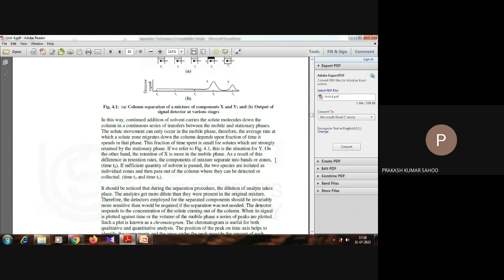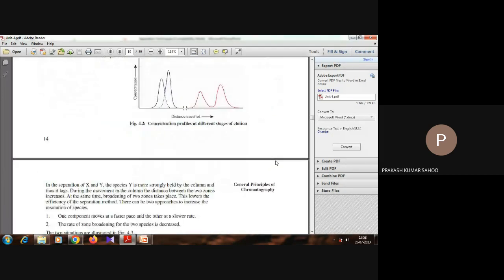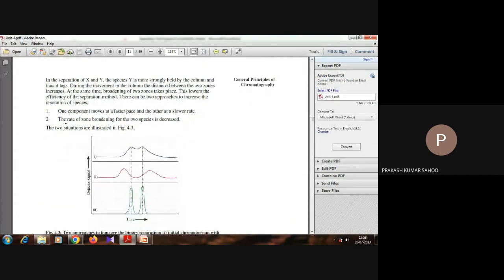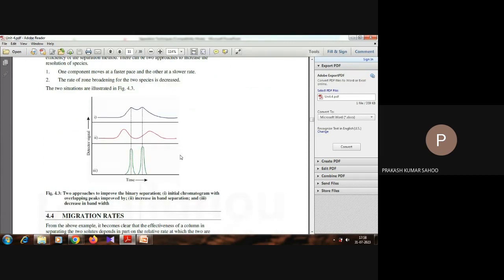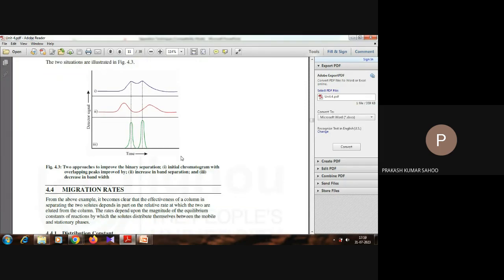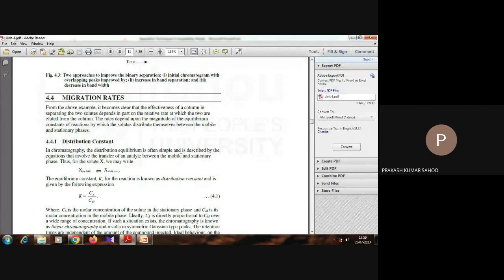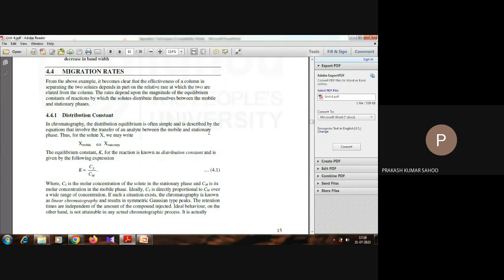So we will have a different concentration profile. Then we have one component moving at a faster pace and the other at a slower rate. The rate of zone broadening of the two species decreases. So this depends on the rate of movement of the constituents in the column. Then we have some mathematical aspects in chromatography: the migration rates or the kinetics we will study.